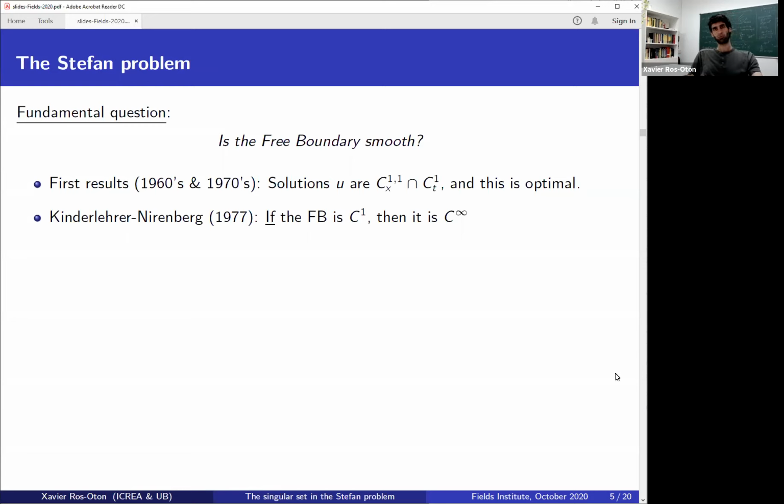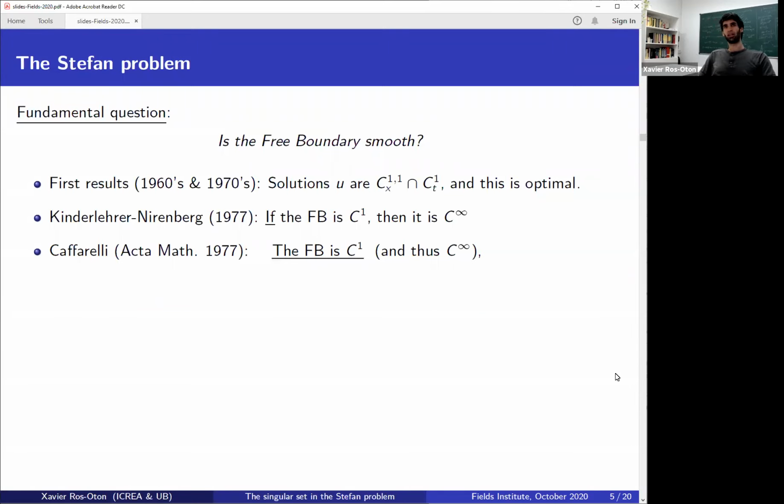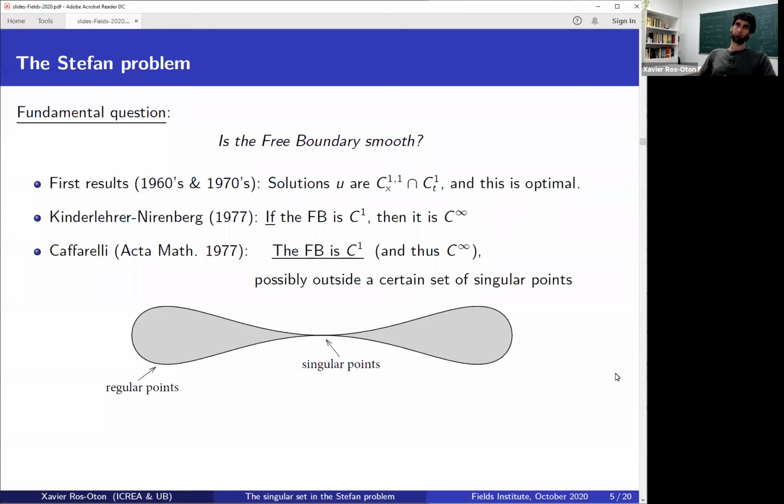And this is the result on the one hand by Kinderlehrer and Nirenberg, and then the real breakthrough, which is treating the nonlinear part in a sense of the problem of the free boundary regularity, was this classical paper of Caffarelli in Acta, in which he proved that the free boundary is actually C^1 and therefore C-infinity, possibly outside a certain set of singular points.